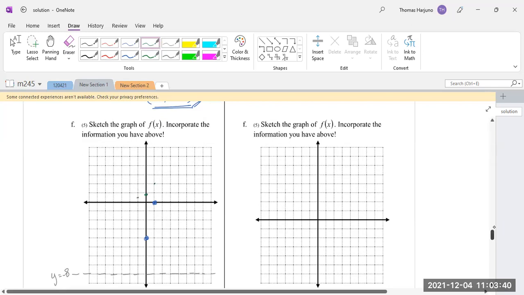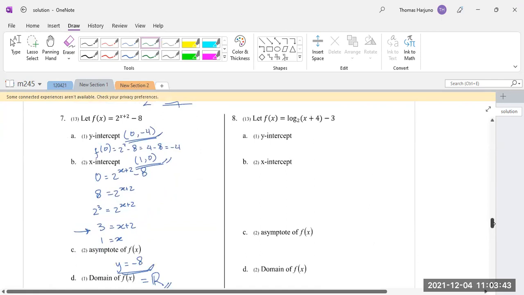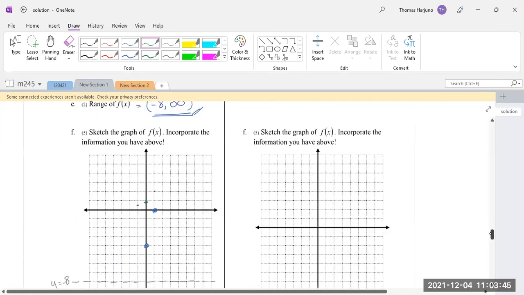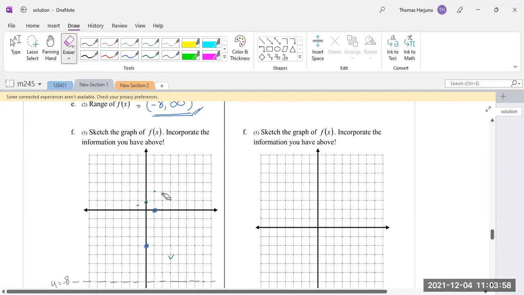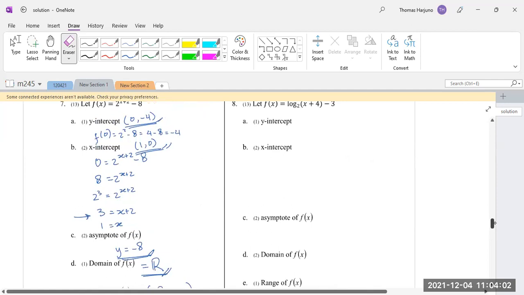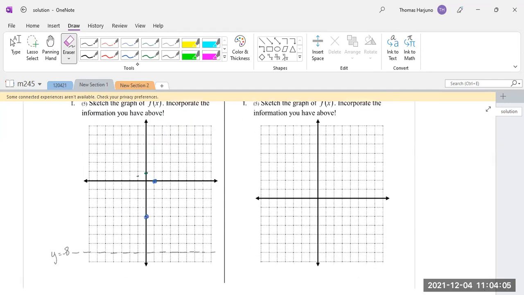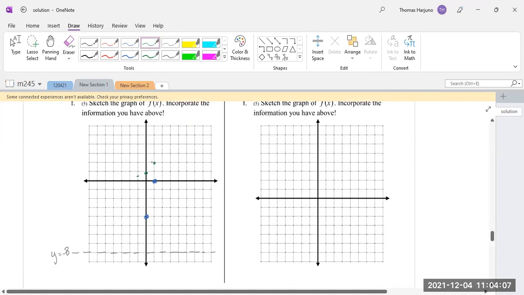We will move 2 units to the right and then 8 units down. Oh, I'm sorry, 2 units to the left. That's x plus 2 in the exponent. Yeah, 2 units to the left, my bad. So it should be 2 units to the left and then 8 units down. It will be here.